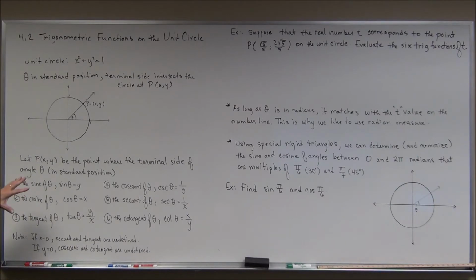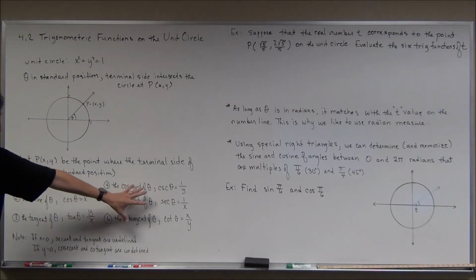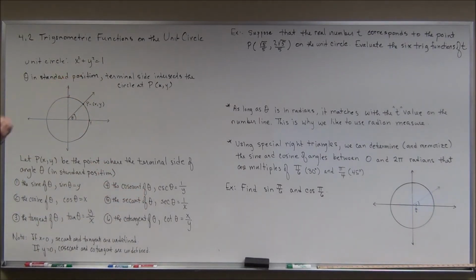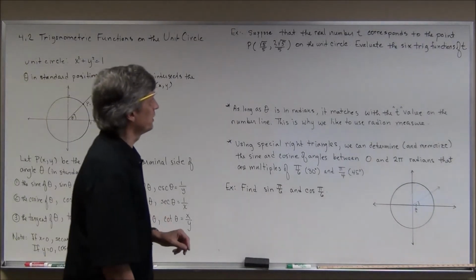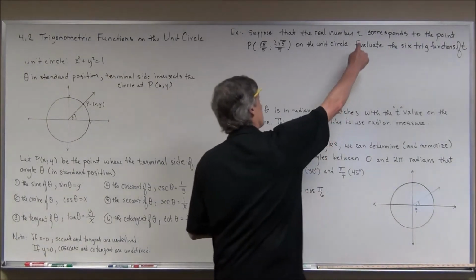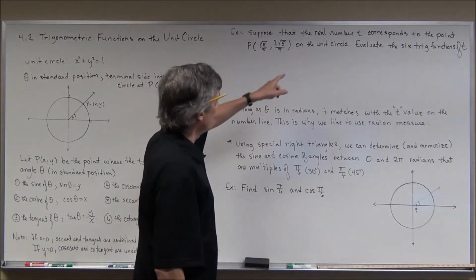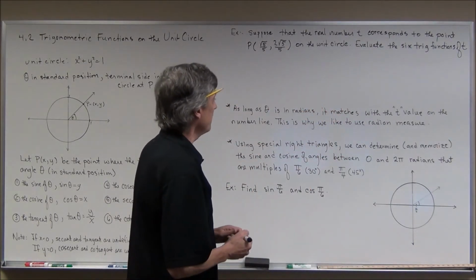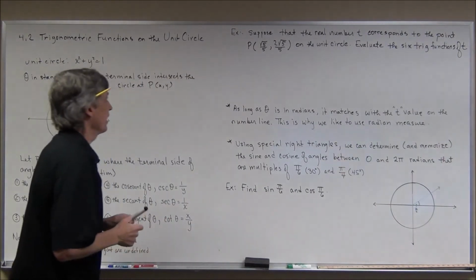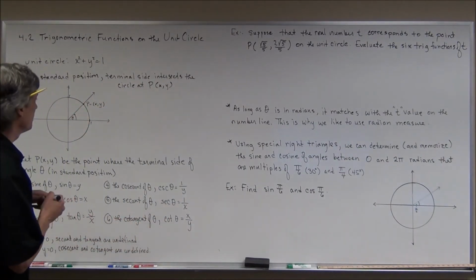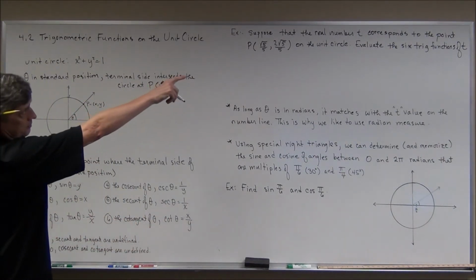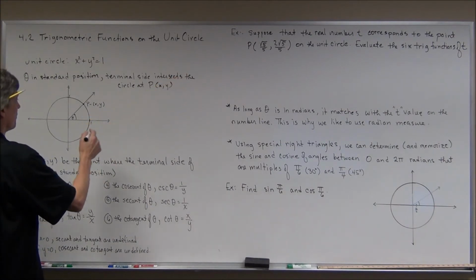So anyway, keep track of that, because there are times when these 4 trig functions are undefined. Okay? Now, let's look up here. It says, suppose that the real number, and I'm using the variable t here, corresponds to a point P that's on the unit circle. Okay, now what they mean by this is that we've got some real number, they call it t here on the unit circle.